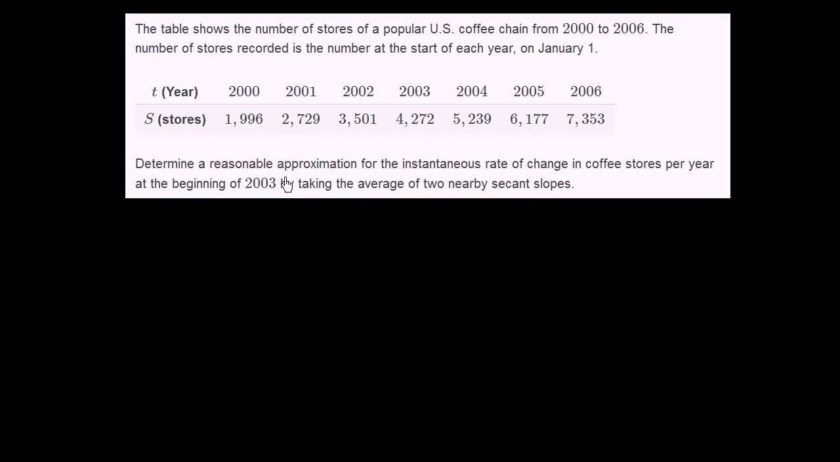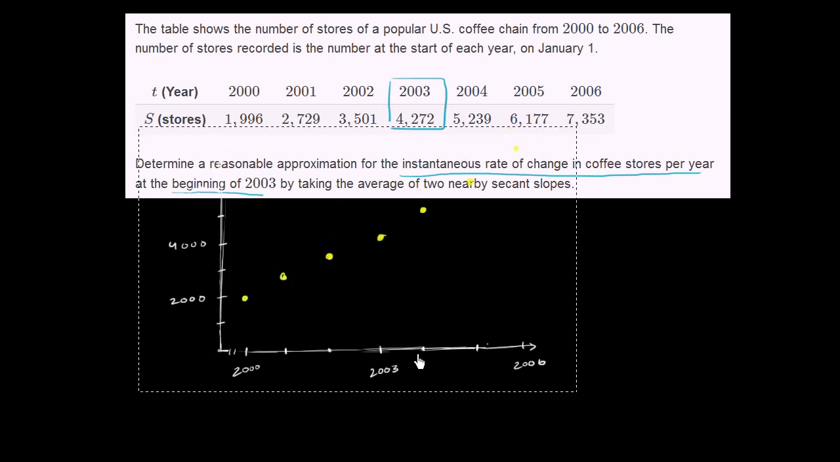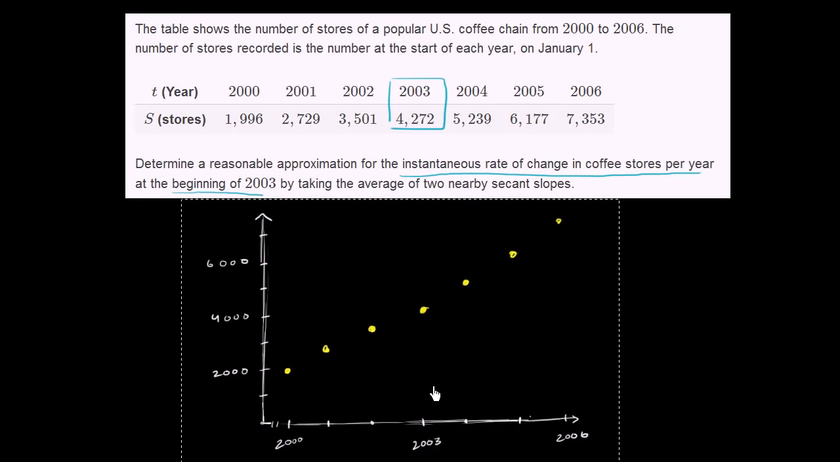Determine a reasonable approximation for the instantaneous rate of change in coffee stores per year at the beginning of 2003. So we care about 2003 by taking the average of two nearby secant slopes. So let's visualize this. So this right over here, I've plotted all of the points.